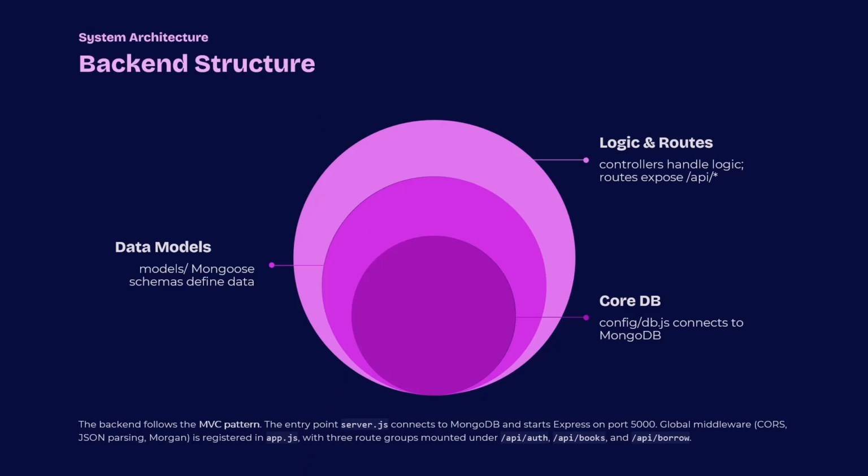Our system is organized very clearly using a pattern called MVC. The main file, server.js, starts the server and connects to the database. From there, the system splits into three main paths to handle logins, books, and borrowing. The routes take in the requests from the user, and the controllers do the actual background work and logic.